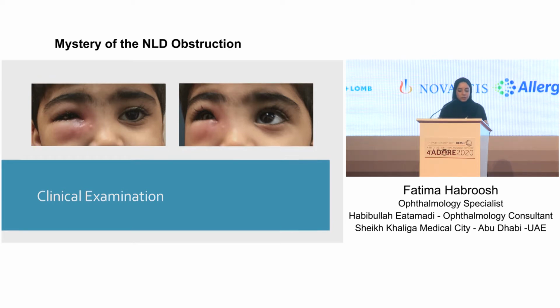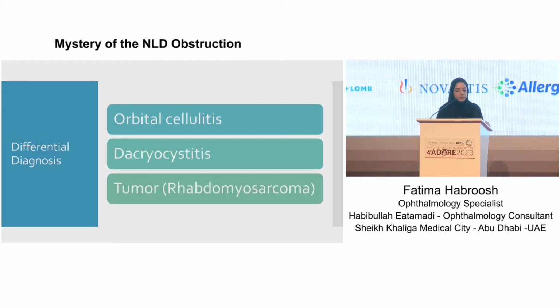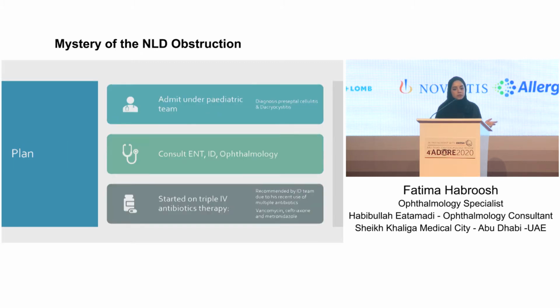This is the clinical picture of the patient. As you can see, the swelling and edema. And those are some images, CT scan. As you can see, opacification of the area of nasolacrimal duct. So our differential diagnosis at this stage was orbital cellulitis due mainly to dacryocystitis, and the tumor was also on the list.